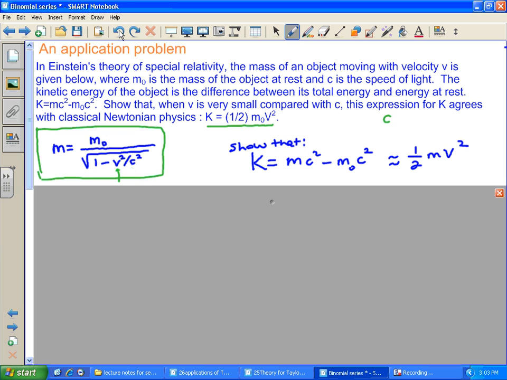But Einstein refined this for objects that are moving very, very fast, and then he said that the mass of an object will be given by this equation. Also, there's a definition here.